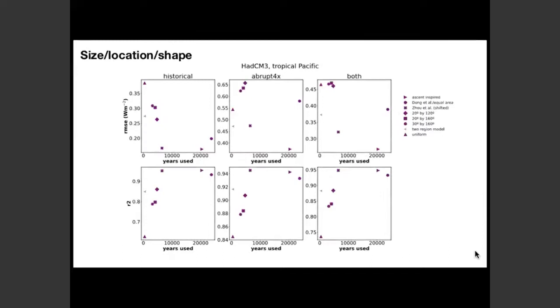There is some evidence that it might be better to use patches that are relatively thinner, for both the historical and the abrupt 4x. In these two cases, the setups that have relatively less error are the rectangle Jacobian, and also Chen's Jacobians, Green's patches, which tend to have thinner latitude widths. So that might be a better option to go with, specifically for the size of the patch. Next slide, please.